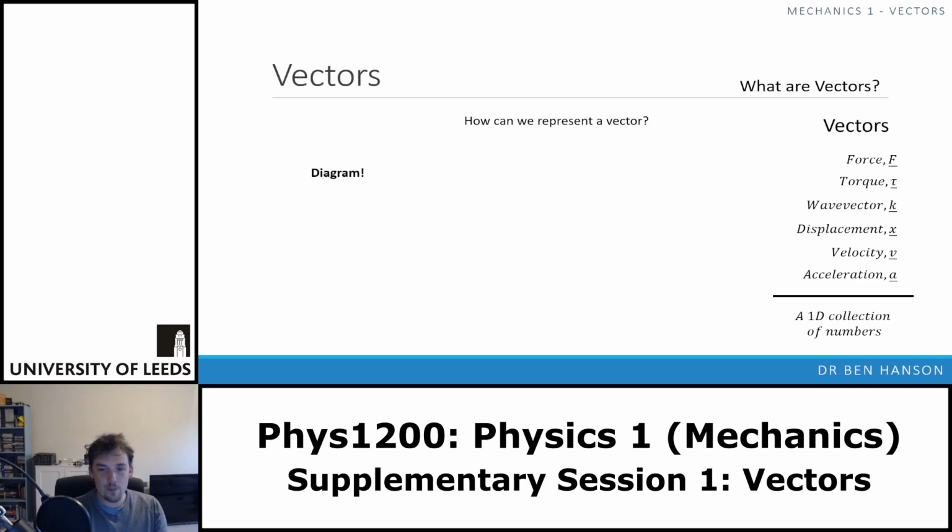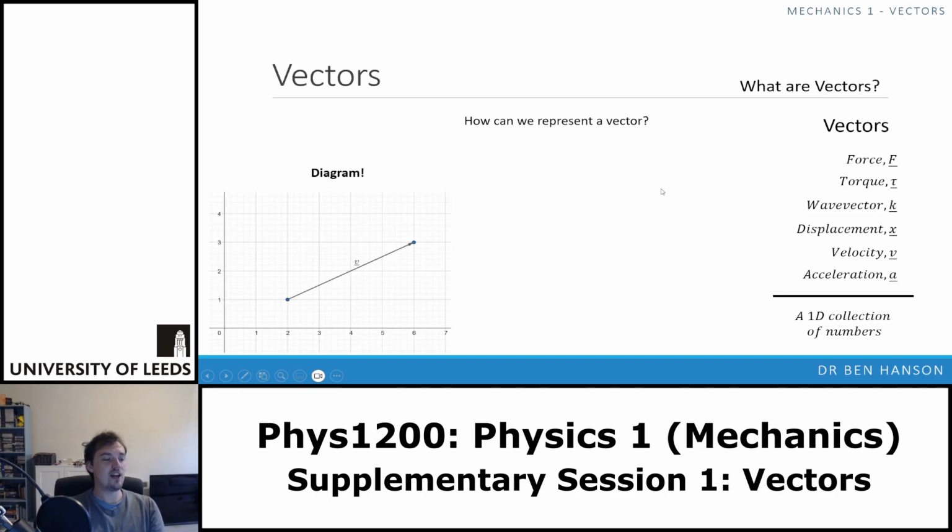Diagram. Diagram is the best way, and I'm not joking, for the rest of your physics degree. It's not just because they're worth a mark apiece. It's the other way around. We give marks for diagrams because they're so important in how you represent and understand a physical system. So the best way to represent a vector, in my opinion, is a diagram.